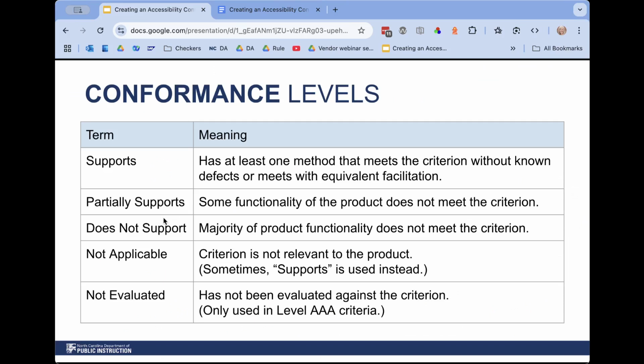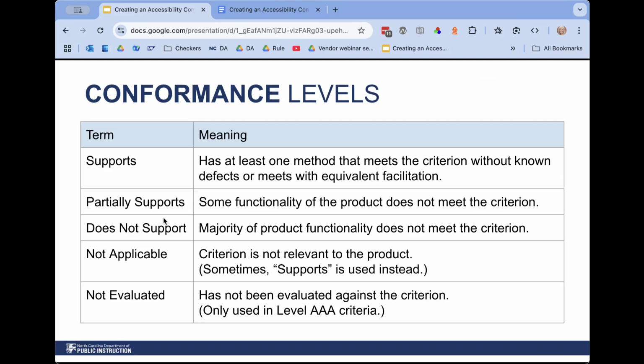And that can be kind of a tricky space because I need to understand exactly how a standard is being supported. So if there's any way that you can detail how it's being supported without any defects, or if there's some way that you are meeting that standard as an equivalent facilitation, the more detailed that you can be, the better it is for a procurement team in their review to really understand the full scope and to ask any follow-up questions. The partially supports is where some functionality does not meet the criteria.